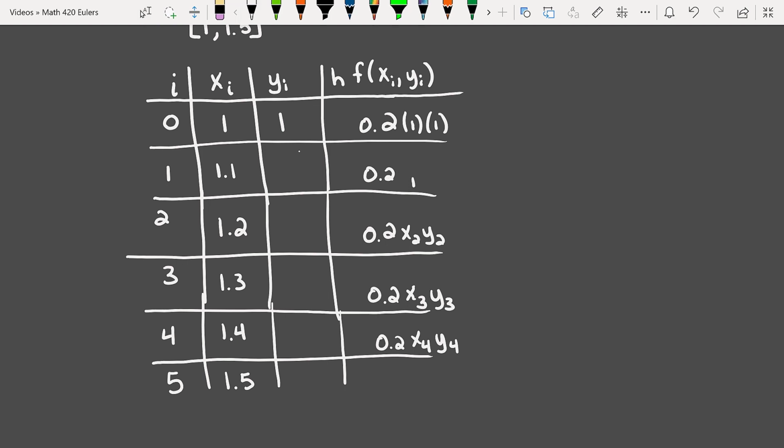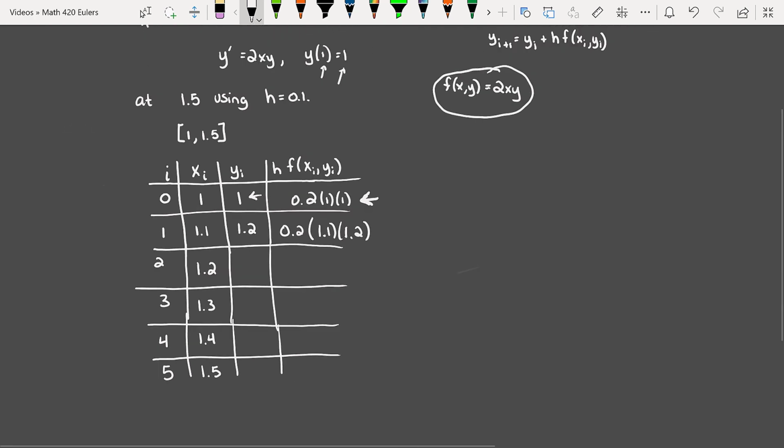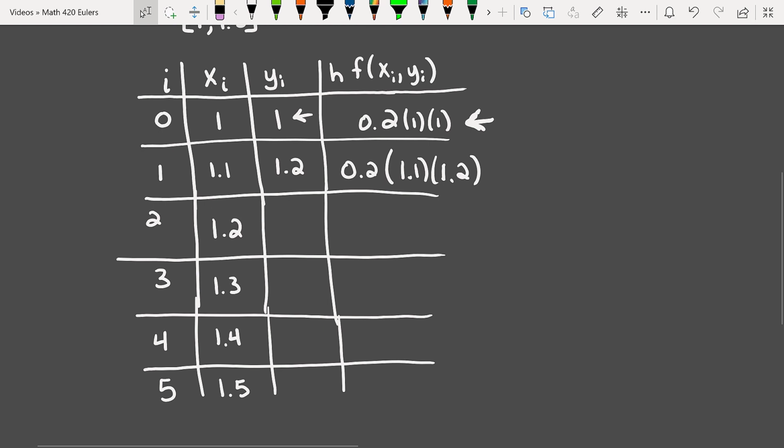Okay, so I'm going to erase all these and showcase how you would build it using a table. So this y value is going to be the next y value in line. And the next y value is the sum of this product and this y value. So it's 1 plus 0.2, or 1.2. Now what is h times f of x sub 1, y sub 1? Remember, f of x sub 1, y sub 1 is 2xy. Your function f of x, y will change, obviously, depending upon what you're working with.